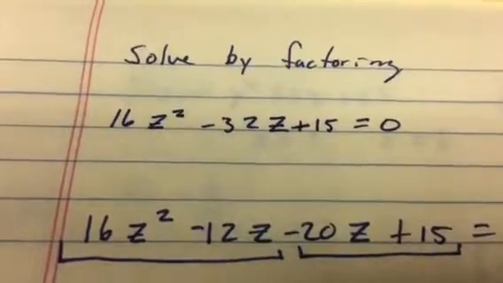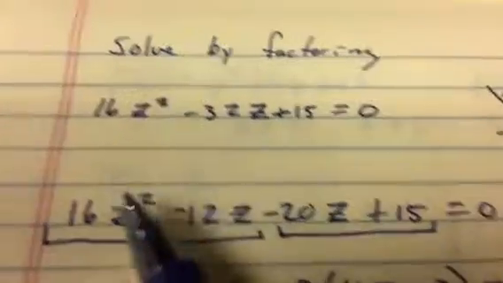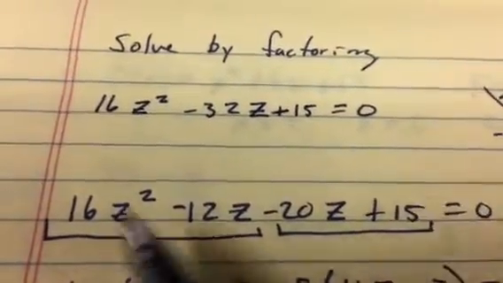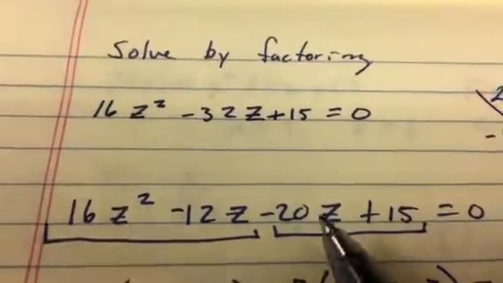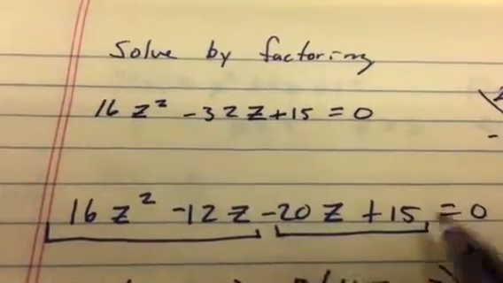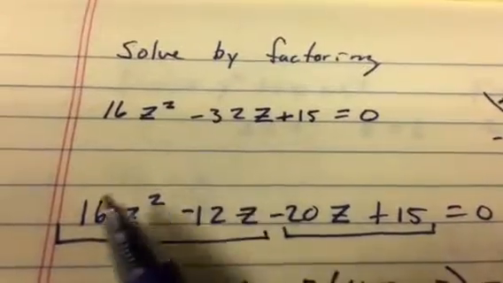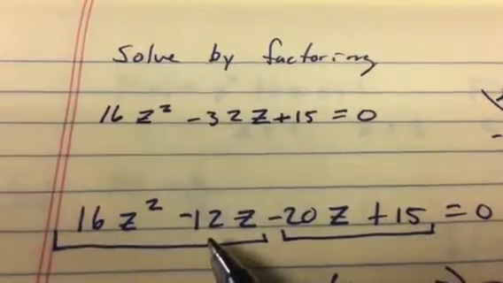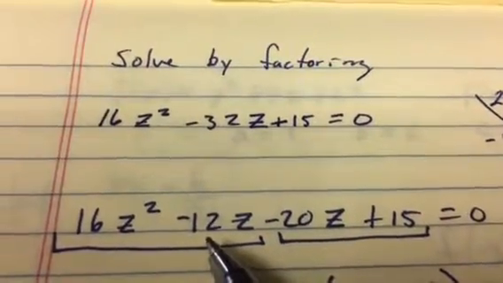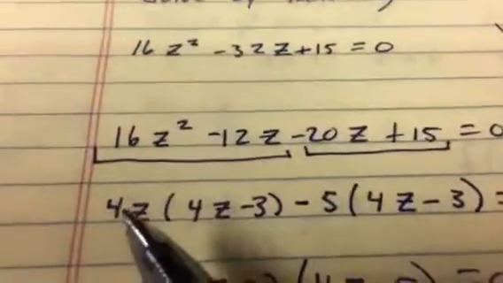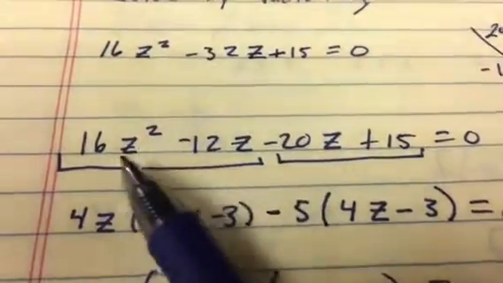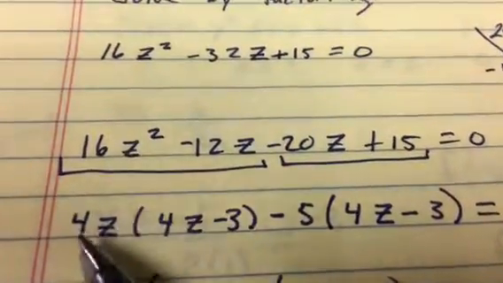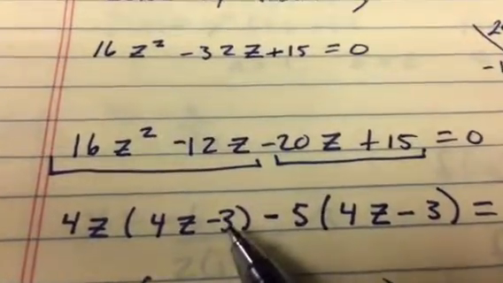Either way is fine. Now we have four terms, so we're going to use the method called grouping. I'm going to group the first two together and group the last two, and factor each. If I look at 16 and 12, I can see that a 4 would come out of that, and also a z. So I'm going to factor out 4z. If I take that out, I get 4z minus 3.